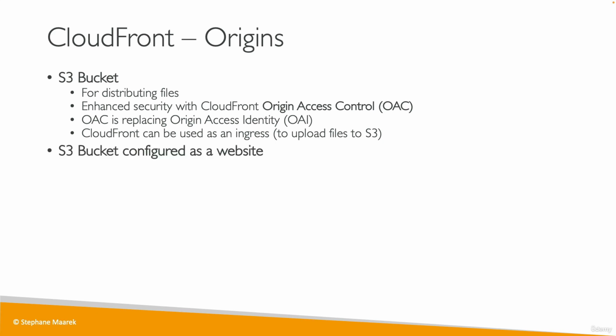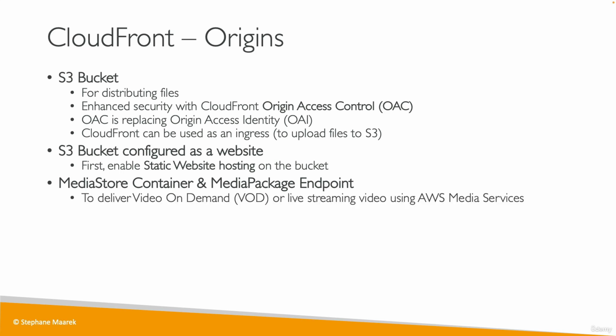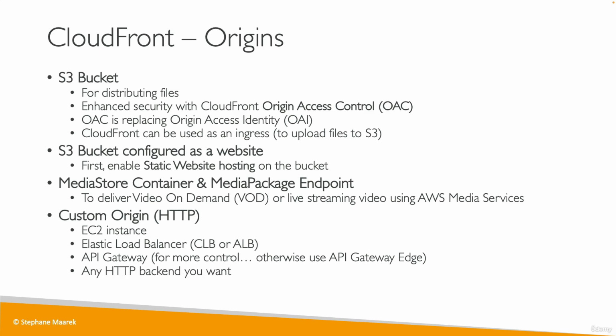S3 buckets can also be configured as a website. In this case, we need to enable static website hosting on the bucket and then expose it as a CloudFront origin. You can also have MediaStore containers and MediaPackage endpoints to deliver video on demand or live streaming videos with AWS Media Services through CloudFront. You can also expose any kind of custom origin that is using the HTTP protocol, such as an EC2 instance, an elastic load balancer, for example, a classic load balancer or an application load balancer, or an API Gateway if you want more control. Otherwise, you can use the API Gateway edge that combines already CloudFront, or any HTTP backend you want, for example, something deployed on premises that is exposed publicly.